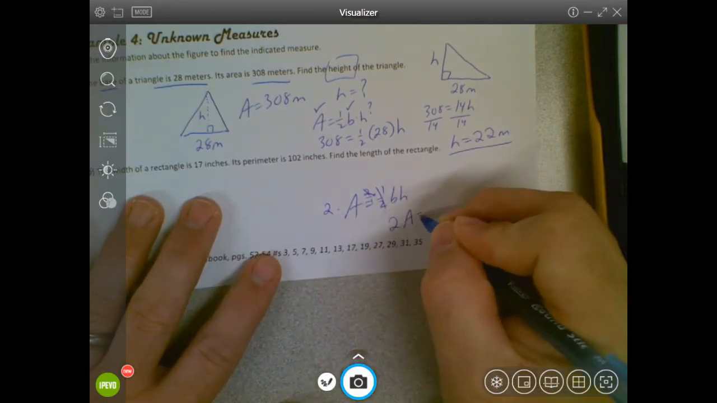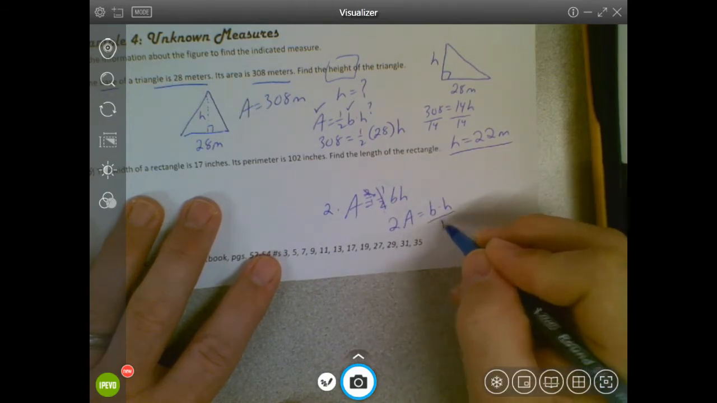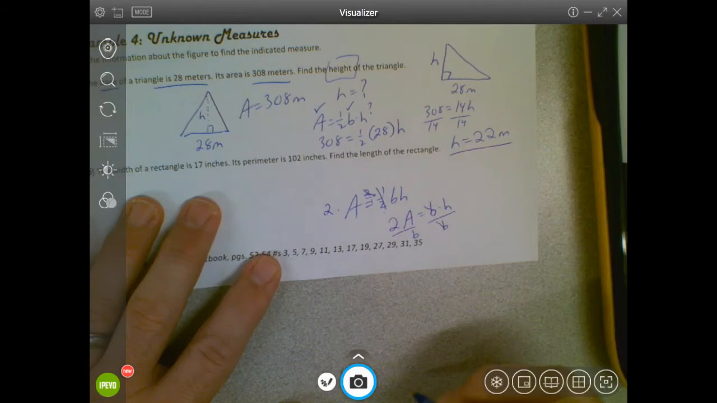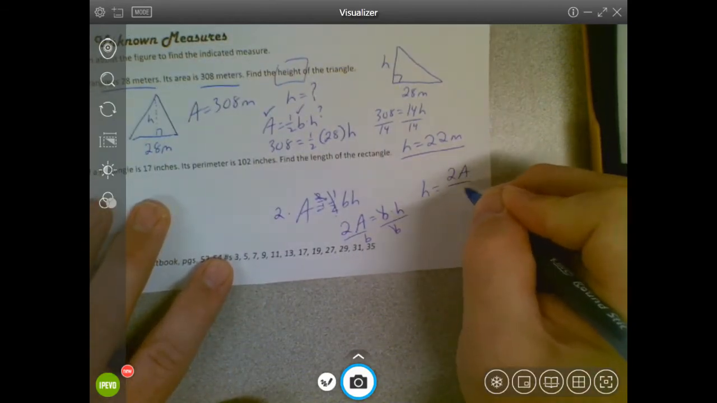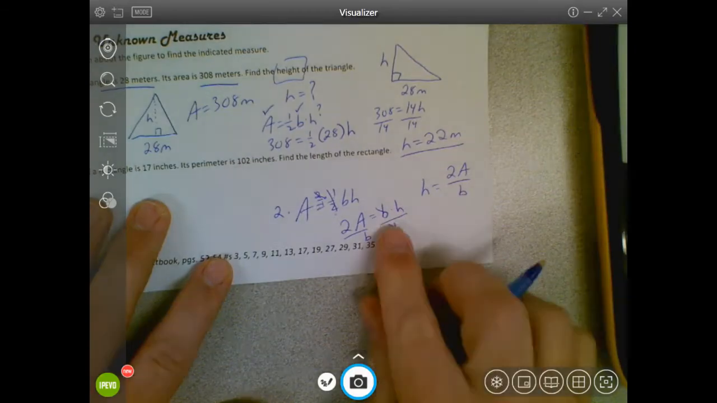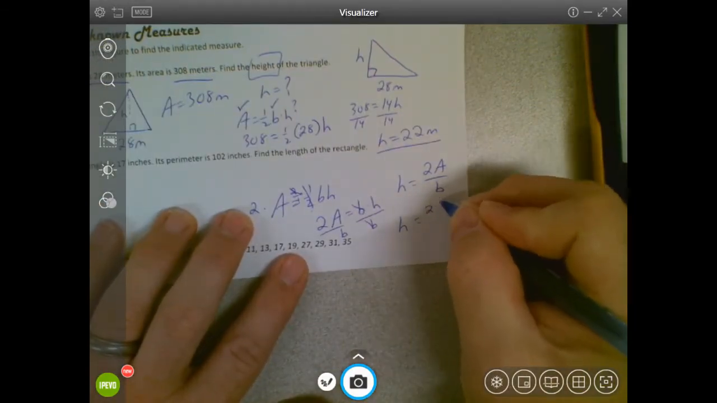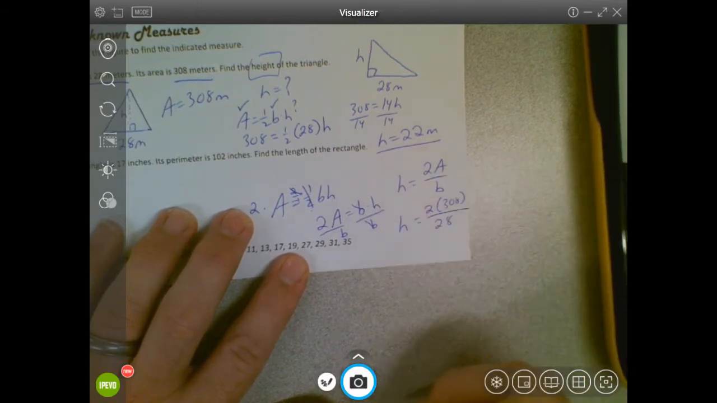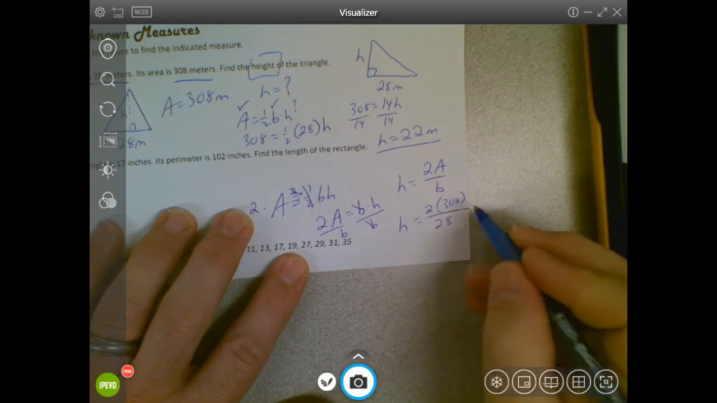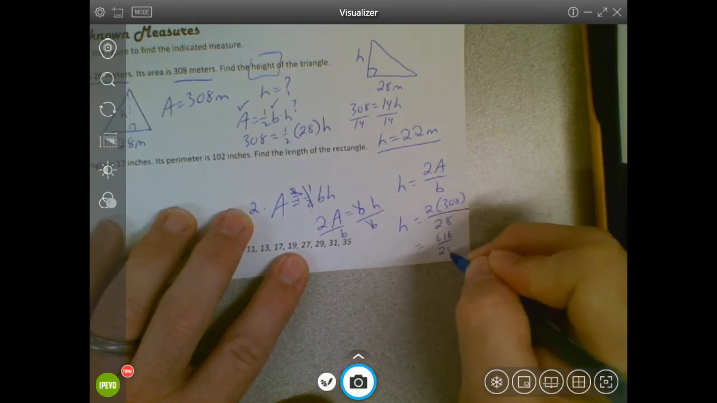So 2a equals b times h. And now we can divide both sides by b. So then h is 2a divided by b. Let's check it out with the one we just did. The height is what we're looking for. The area is 308, and the base is 28. Well, 2 times 308 is 616 divided by 28.